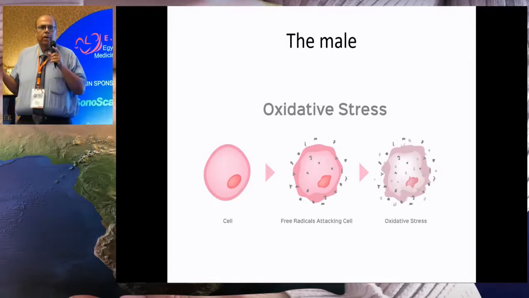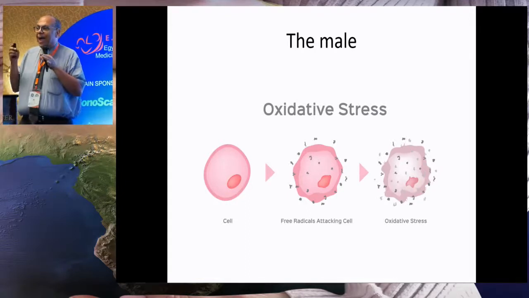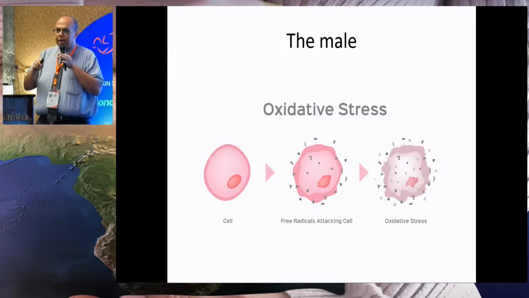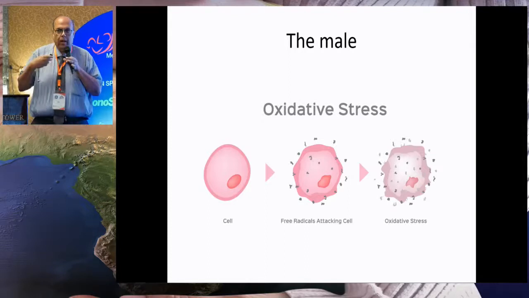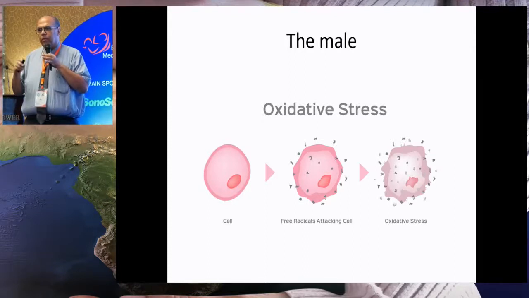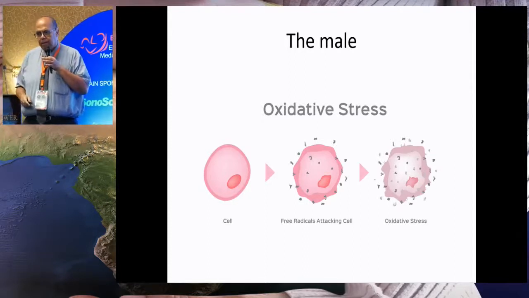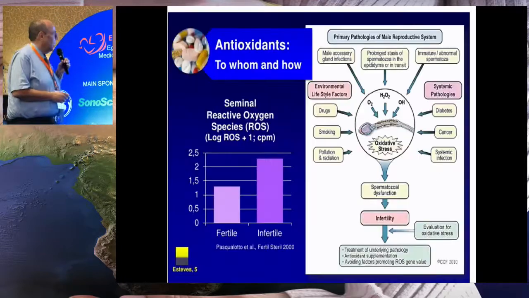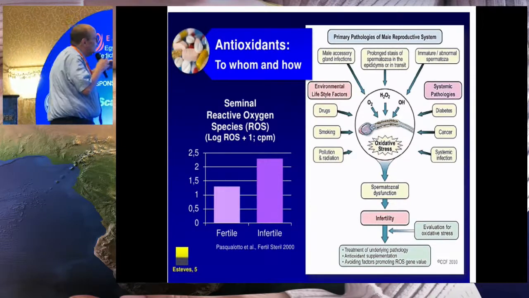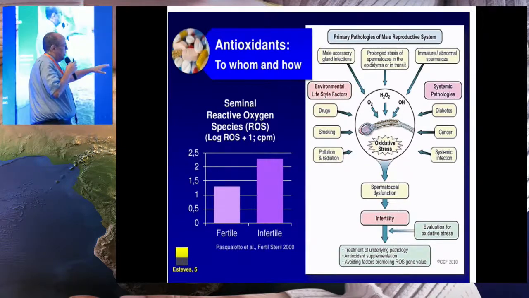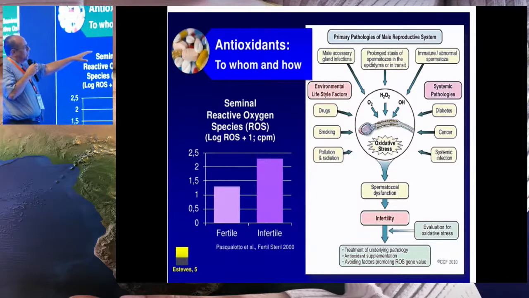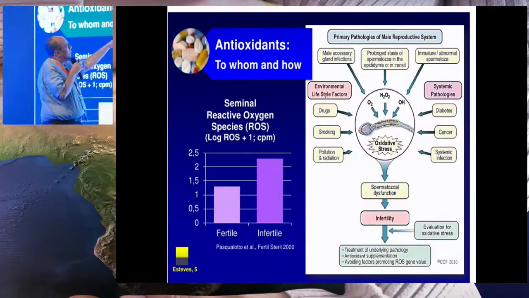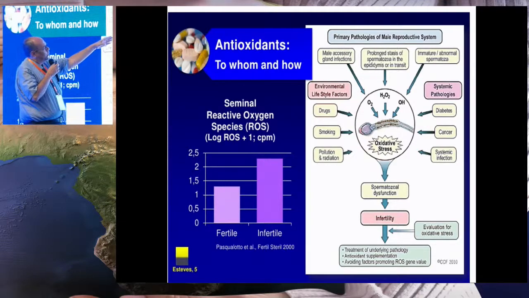We all know that males have lost half their sperm. When I was young, we said normal sperm count is 60 to 100 million. Now it's only 15 million. So we have lost half our sperm. If we have too many reactive oxygen species, these can cause damage to the cells. This can damage the accessory glands, can damage the spermatozoa.